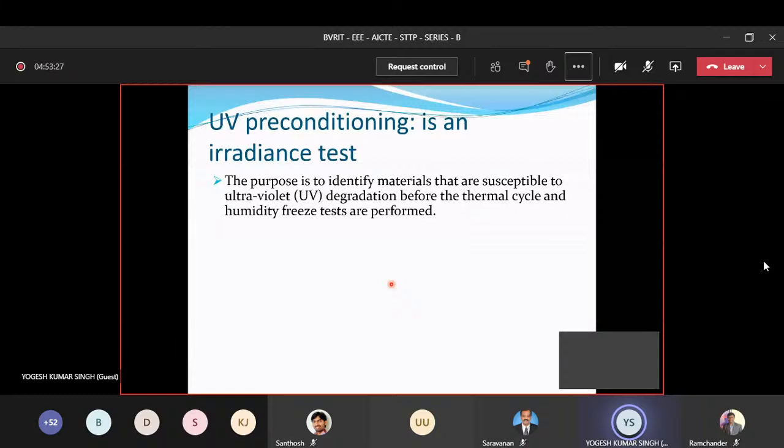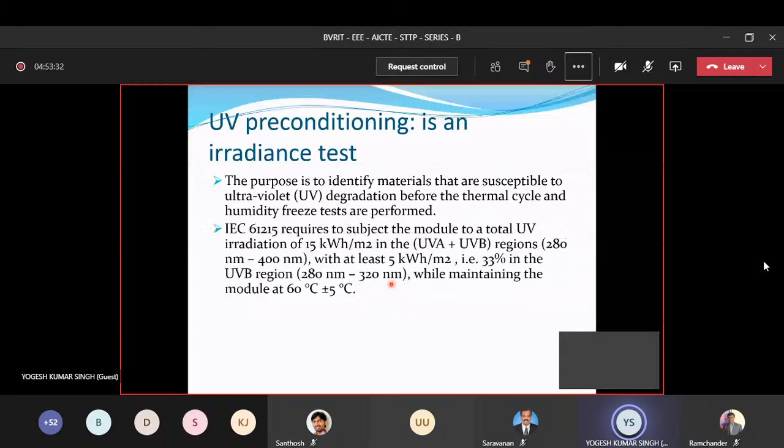When we're talking about the IEC 61215, the requirement for the different types of UV irradiation is like 1500 kilowatt hour per meter square. There are two different sections, UVA plus UVB, in the region around 200 nanometer to 400 nanometer with at least 5 kilowatt hour per meter square, and 33% in the UVB region, 280 nanometer to 320 nanometer, while maintaining the module at 60 degrees centigrade plus or minus 5 degrees centigrade.